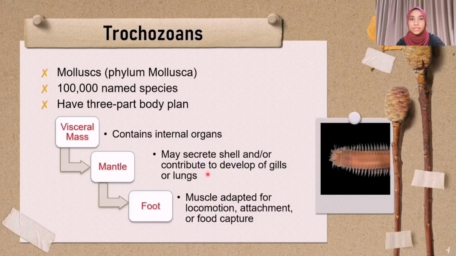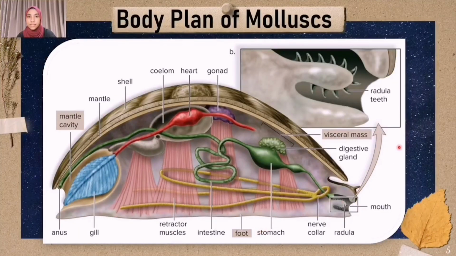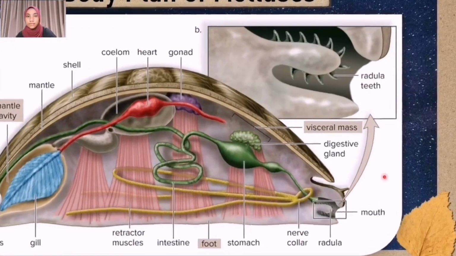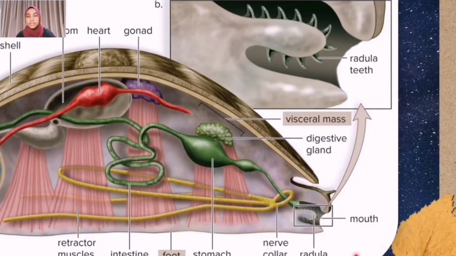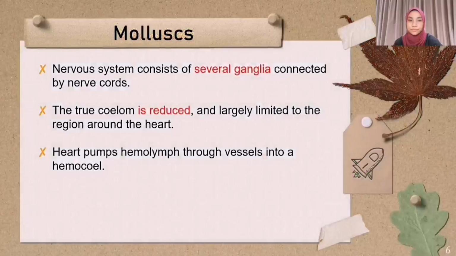The mantle is a covering that lies on either side of, but does not completely enclose, the visceral mass. It may secrete a shell and/or contribute to the development of gills or lungs. The foot is a muscular organ that may be adapted for locomotion, attachment, and food capture. As we can see here, this is the body plan of mollusks. Another feature often present in mollusks is the rasping, tongue-like radula, an organ that bears many rows of teeth and is used to obtain food.